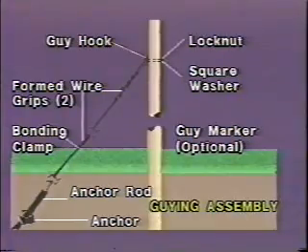Each guy assembly would normally consist of the appropriate type anchor, anchor rod, bonding clamp, and formed wire grip at the guy end, and a guy hook, formed wire grip, machine bolt, washer, and lock nut at the pole end.